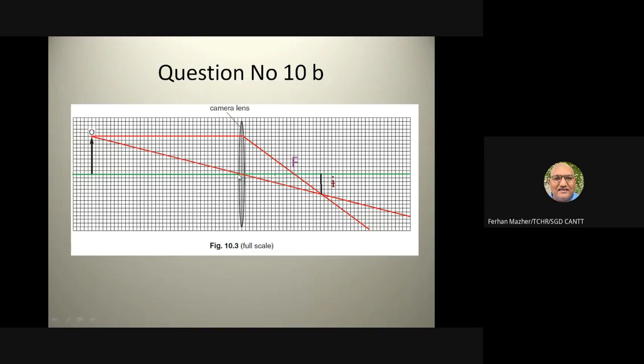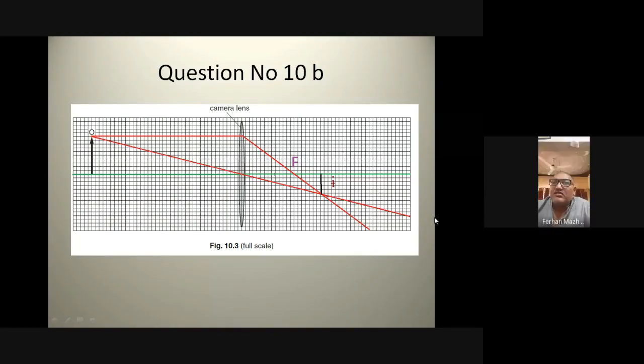The next ray will also start from the head of the object and go to the center of the lens. So it will go undeviated. Draw this second ray, the red color second ray. Draw this ray, beta. Once you are done, kindly let me know.